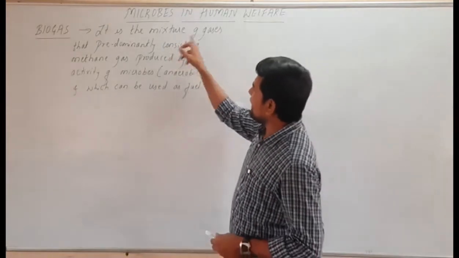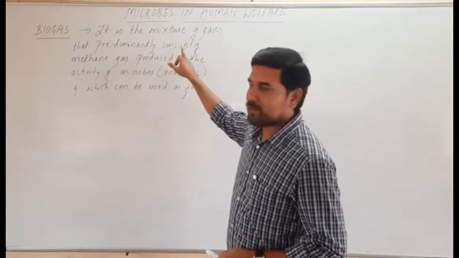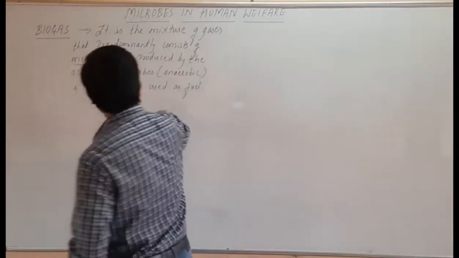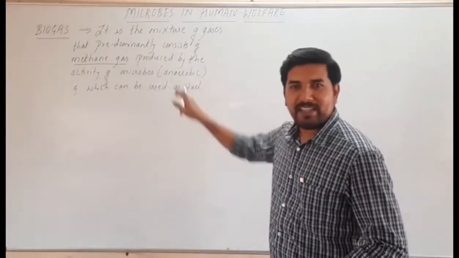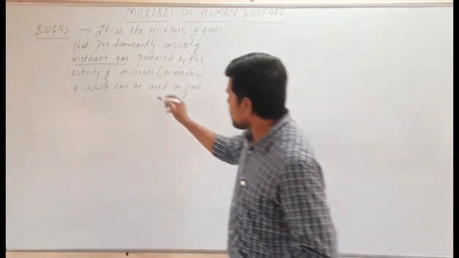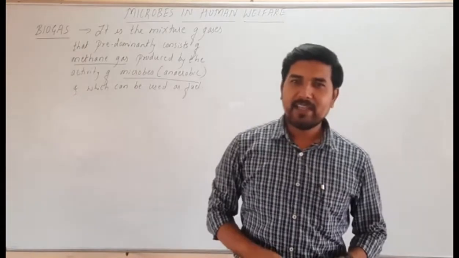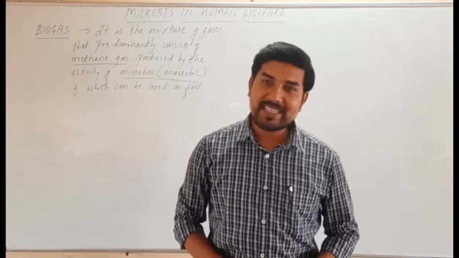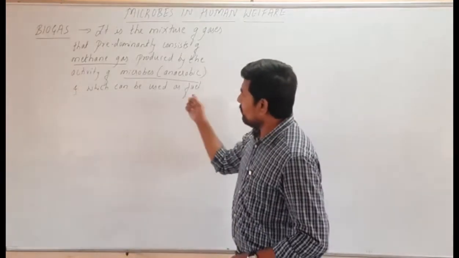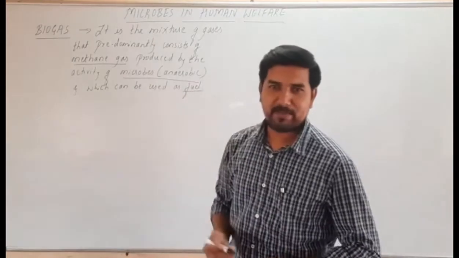So biogas, it is a mixture of gases that predominantly consist of methane gas. So majorly it consists of methane gas, and that methane gas is produced by the activity of microorganisms, and especially these microorganisms are anaerobic in nature. That means it carries out its activity in absence of oxygen. Okay. Now this can be used as a fuel also. So what is this fuel? We'll see it in the next part.